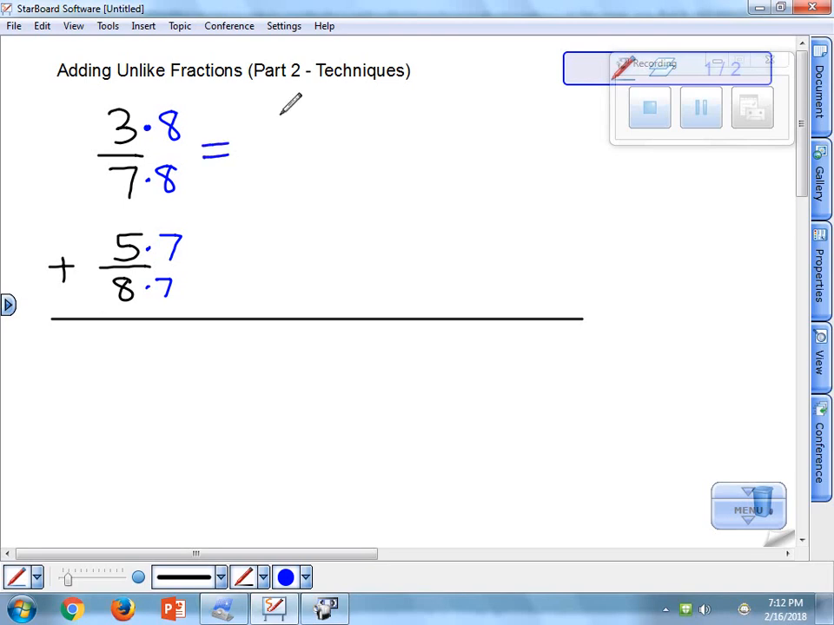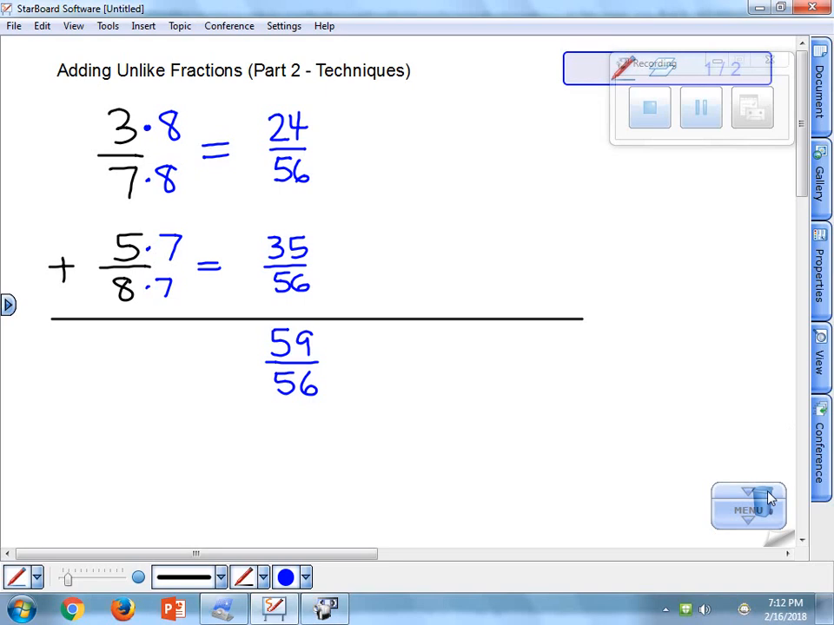The first equivalent fraction is going to be 3 times 8 is 24 over 56. The second equivalent fraction is going to be 35 over 56. And remember, this is a technique of creating equivalent fractions for any given fraction that we've talked about before. Now, notice the denominators are the same for both equivalent fractions, and therefore I can now add these two together. 24 and 35 is 59, over 56. And that can't be reduced, so that's our final answer in this case.